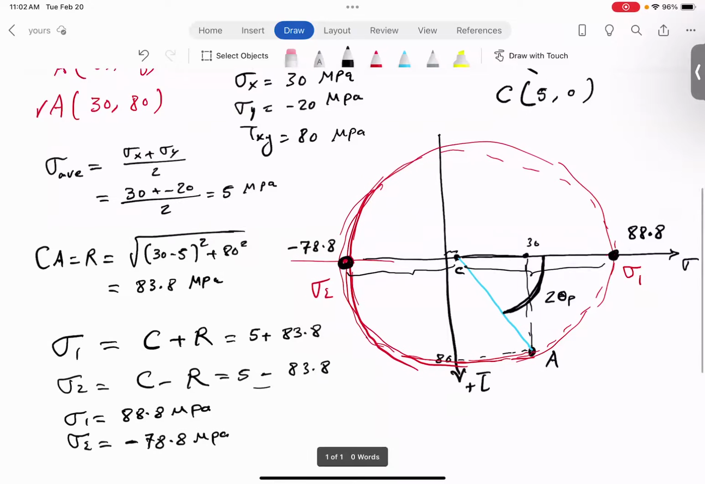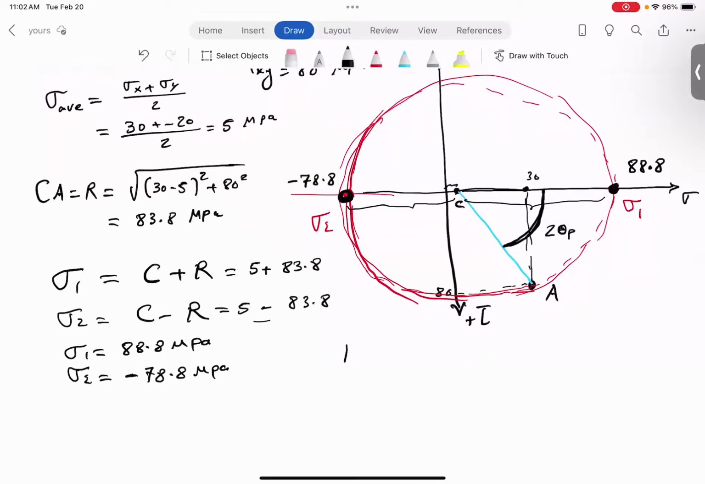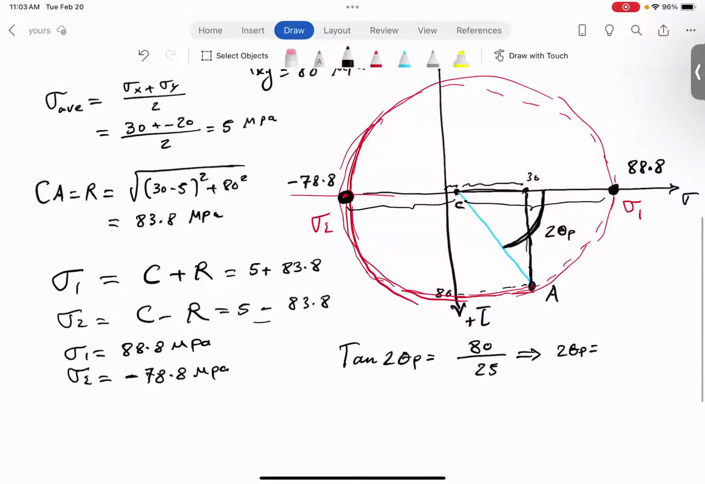But in any case, you see tangent of this 2 theta P, which is the principal plane, becomes what? Becomes 80 over 25, right? So if you do inverse tan, 2 theta P is going to be about 72.6 roughly. So the angle on the element is 36.3 roughly.